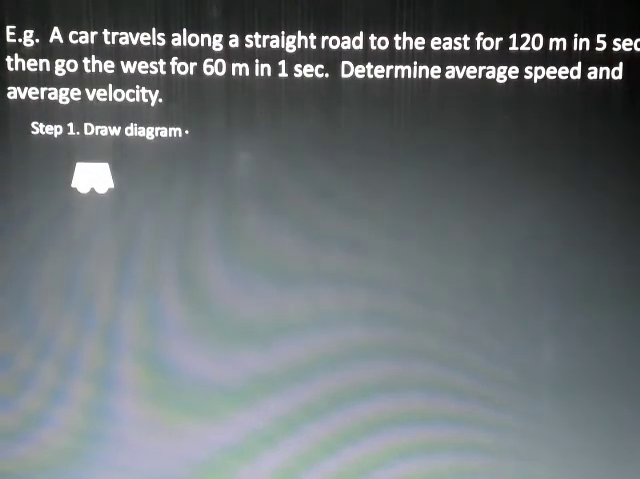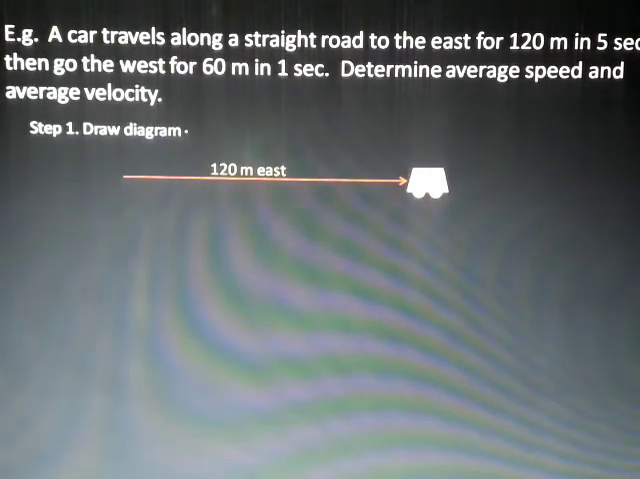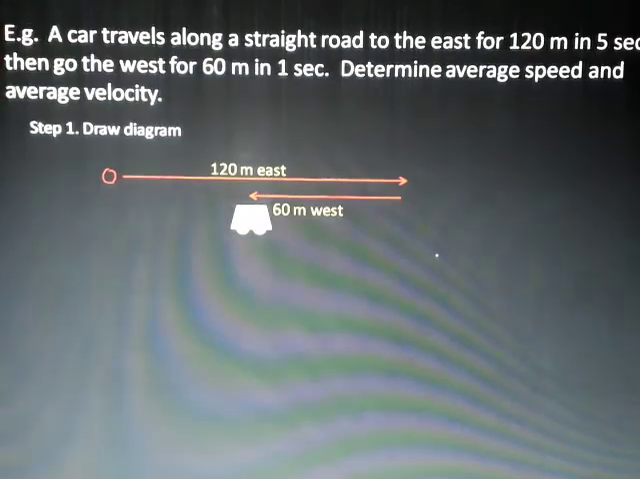You have a car which is traveling in the east direction, and it has traveled up to 120 meter in 5 seconds. So now it is here. So this is the initial position, and now this car is here. Then after coming to 120 meter, this car is going in the west direction, that means in the opposite direction, for 60 meter in 1 second. That means now your car is at this position. Okay, so this is your diagram.